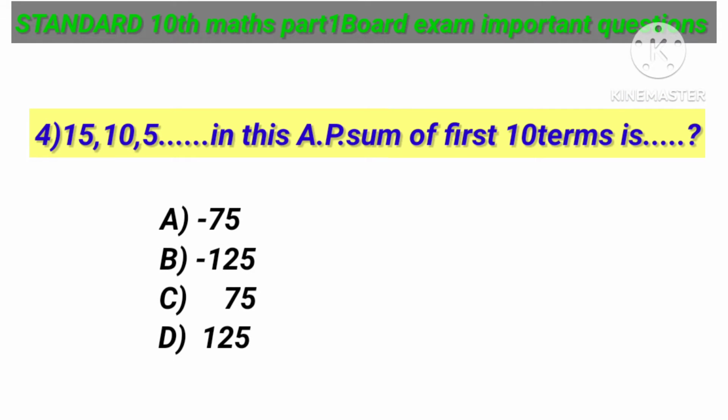15, 10, 5, continue. In this AP, the sum of the first 10 terms is, answer, minus 75.